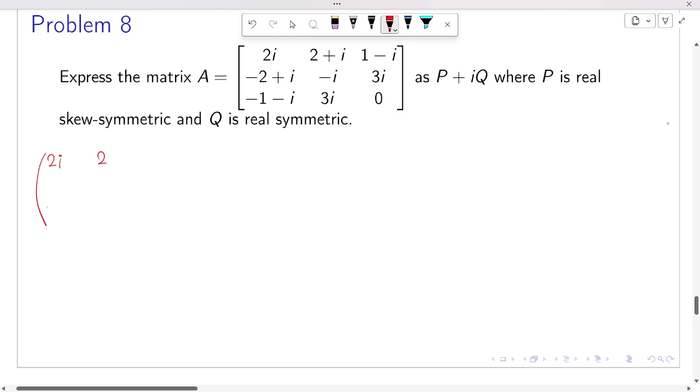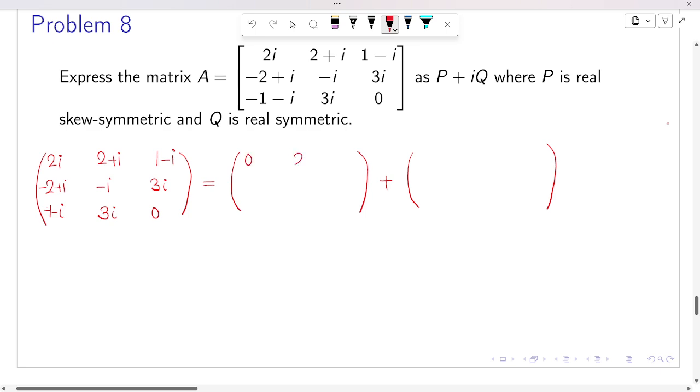2 iota, 2 plus iota, 1 minus iota, minus 2 plus iota, minus iota, 3 iota, 1 minus 1 minus iota, 3 iota and 0. And let us split this matrix as two matrices. In one matrix I am taking only real parts, and in the second one I am taking only imaginary parts.